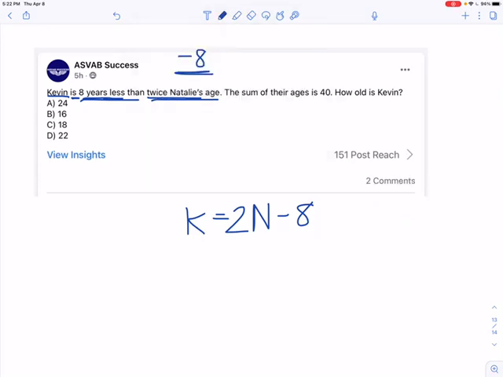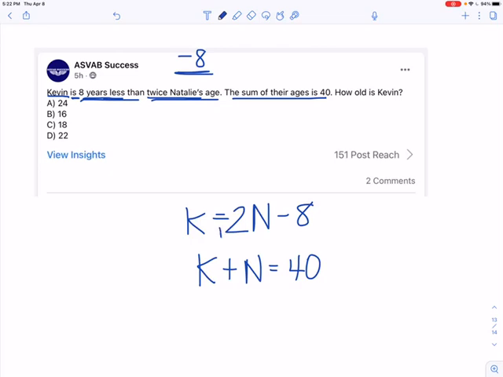So then it says the sum of their ages is 40. So now I know that K plus N equals 40. How old is Kevin? That's what the question is asking me for. So I'm going to solve for K. Well, first, when I have 2 equations and 2 unknowns, my goal is to eliminate one of them and be left with only 1 equation and 1 unknown. The way I can do that is substitution.